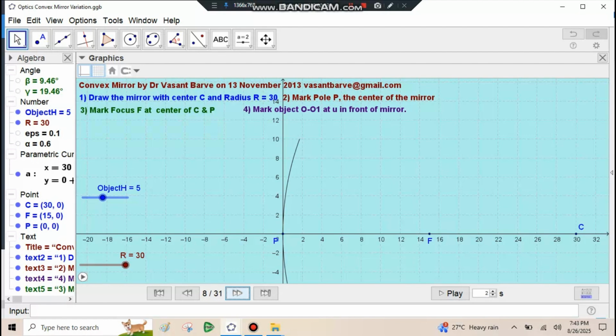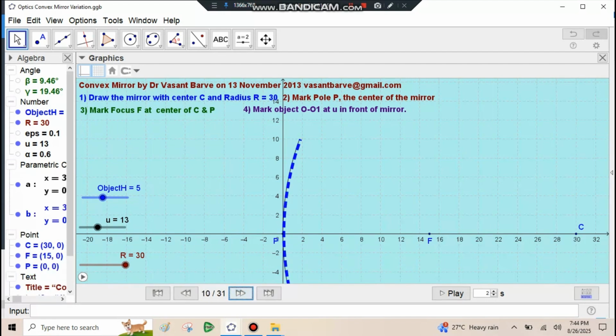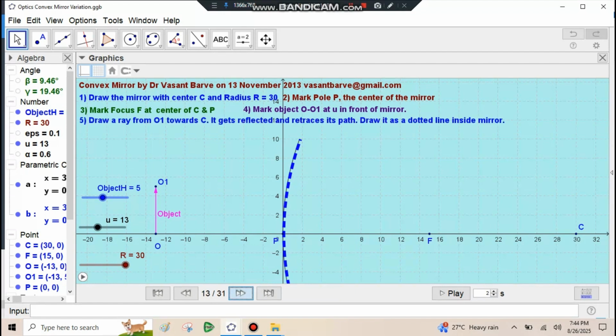Now mark object O1 at U. I have taken this particular U here. So right now I have taken U as 13. So we'll mark this particular object here. Okay. So object is marked at distance 13 in front of the mirror. Now this dotted line is shown to tell us that this is the reflecting surface. Okay. Now we'll draw rays and try to see how image is formed.